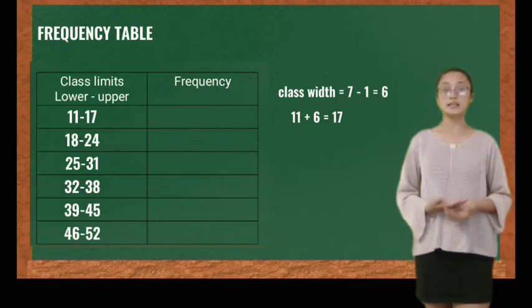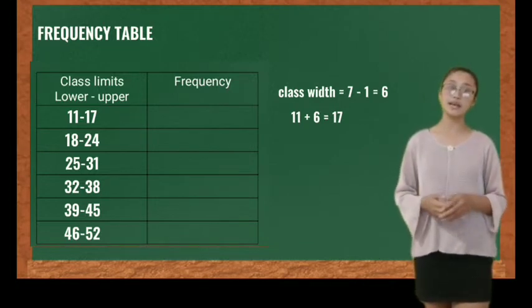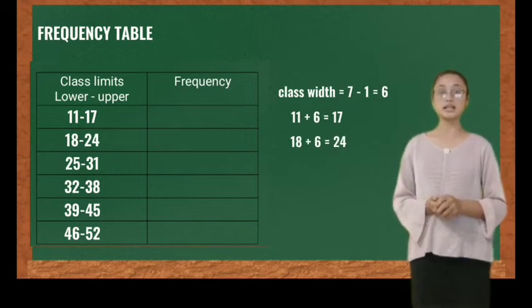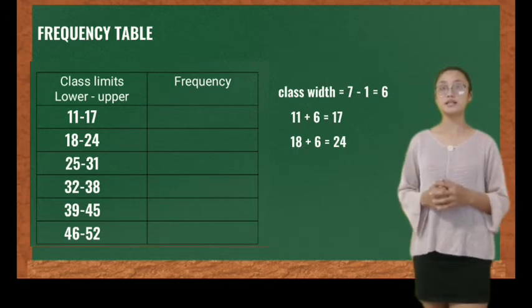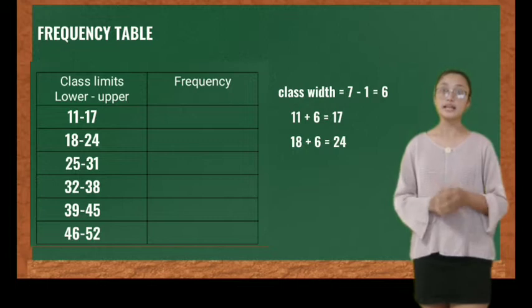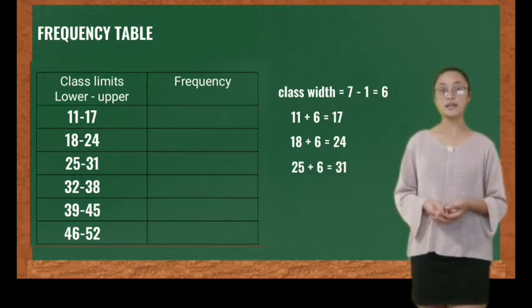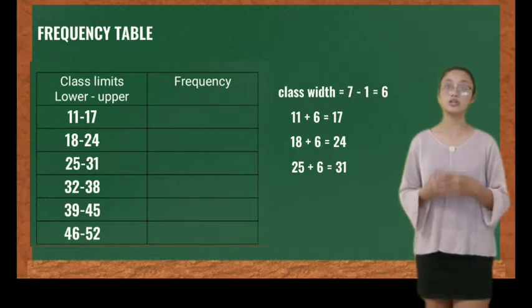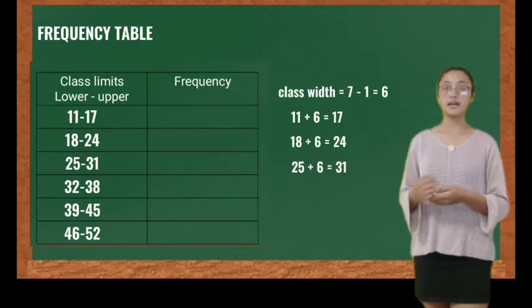And then get the next number after 17 as the lower class limit value of the next class, which is 18. Then plus 6 equals 24. That makes the second class 18 and 24. And then get the next number after 24, that is 25, and then plus 6 equals 31, to make the next class 25 and 31.